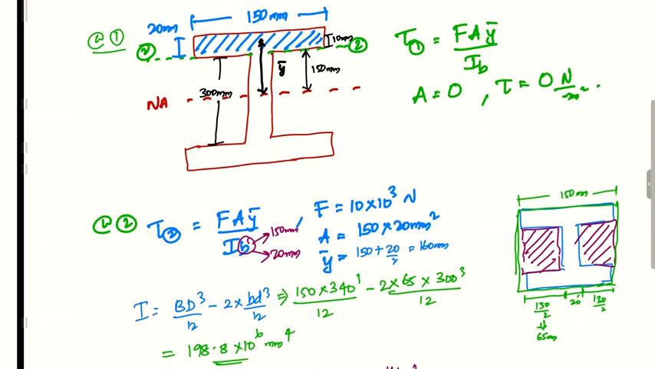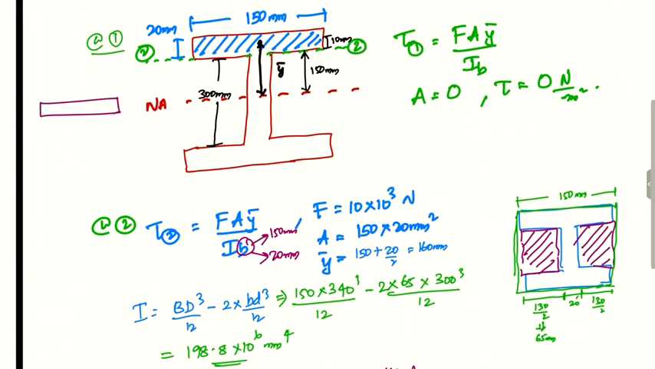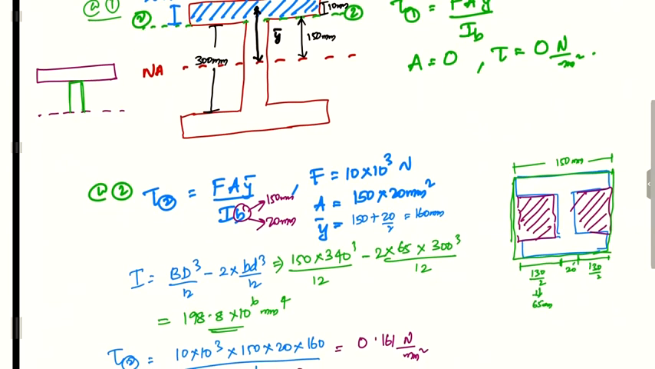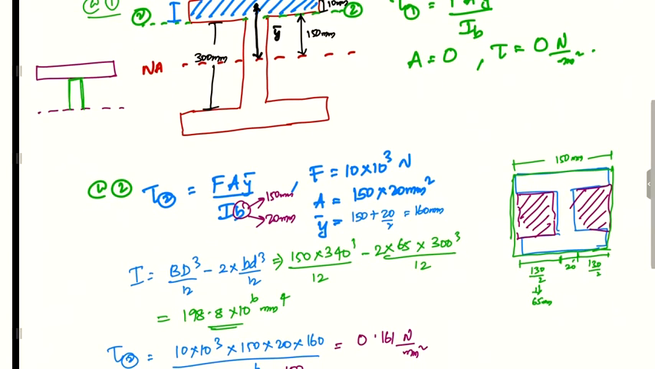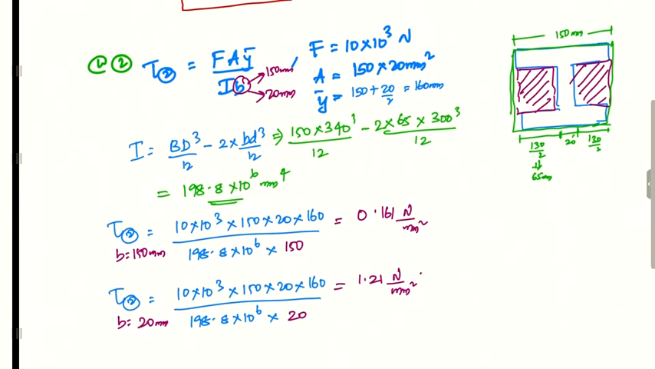That is, looking from here you have the value for b. If you see like this, you have the b like this, or from the neutral axis you have the b like this, right? It is like this, a U section. And the value for b under it. So I need to find the shear stress for those two values, that is for 150 as well as 20, and correspondingly I will get the values 0.161 and 1.21. Is it okay?